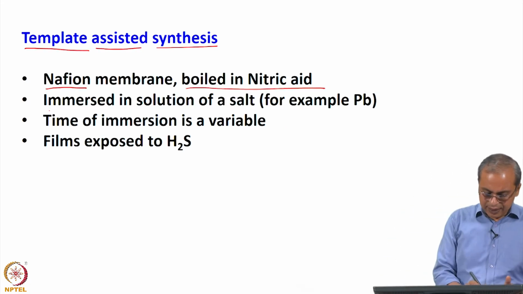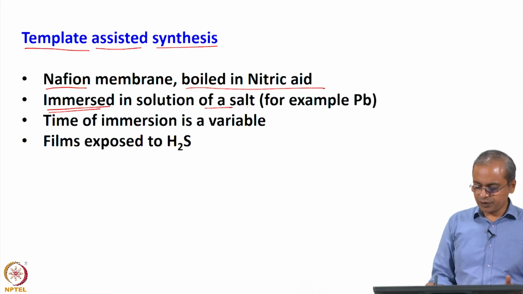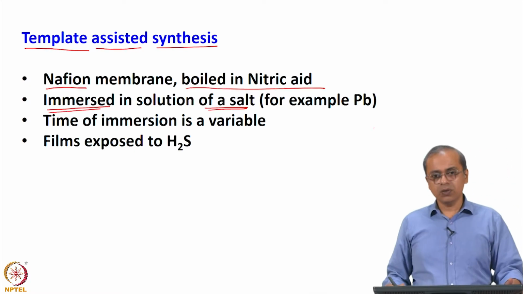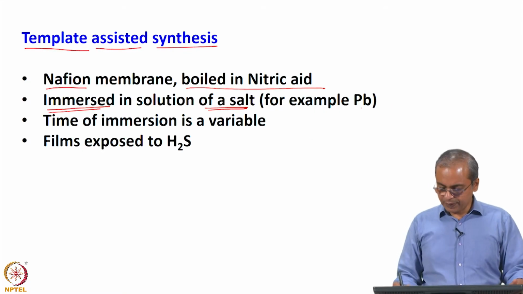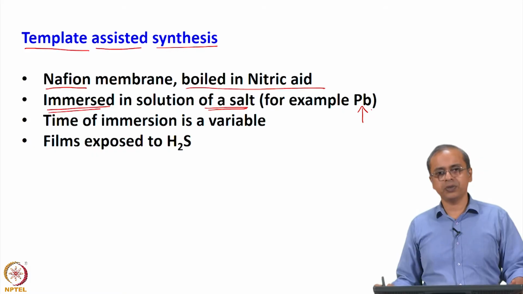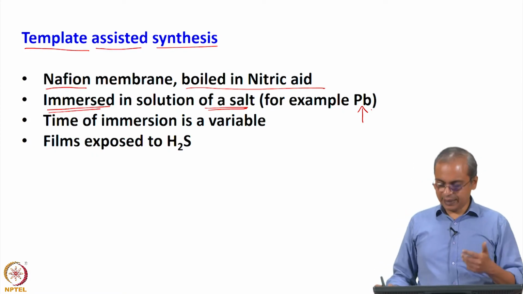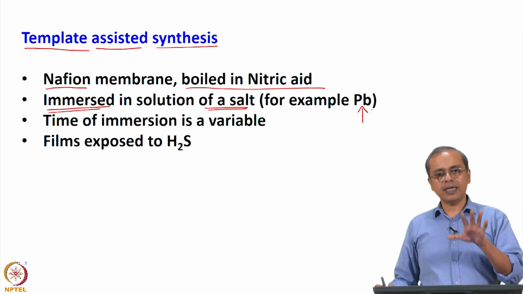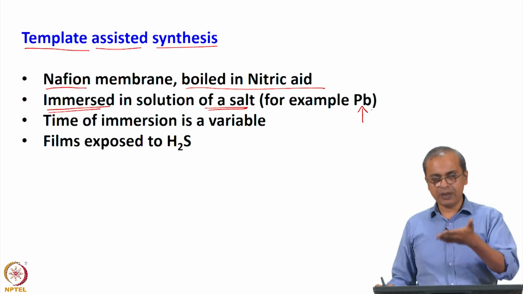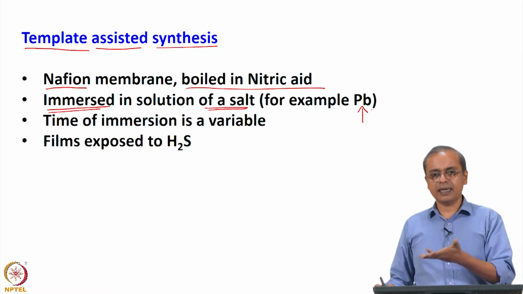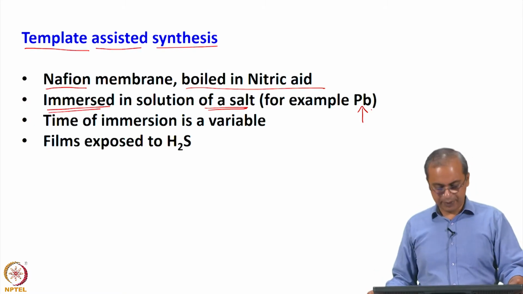This Nafion membrane is then immersed in a solution of a salt. So, for example, if you want lead ions to get into it, you have to immerse it in a solution that has lead ions. So, some lead salt. For example, I think lead acetate trihydrate can be tried, it is a salt. So, that salt you have to put in some solution form, and then this membrane has to be put into that solution, and that allows the lead ions to start diffusing into the membrane.